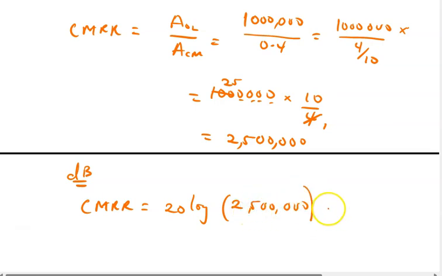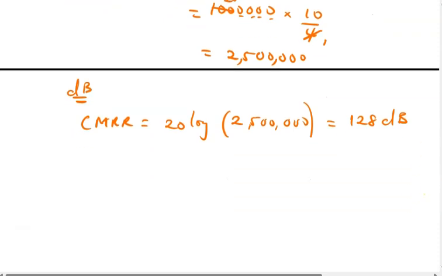And this one should end up giving us 128 decibel. You can use the calculator to compute. You're going to get 128 decibel. So that is how we compute for the common mode rejection ratio, right? So you should take note of it very well.